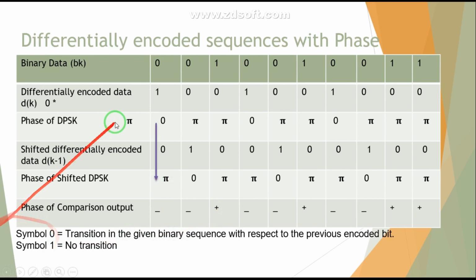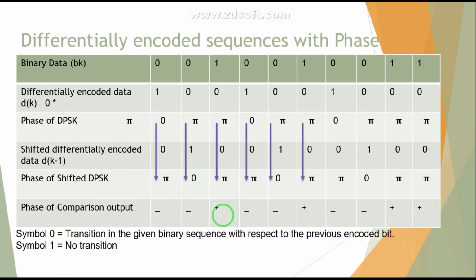Now compare the phase of the DPSK and its shifted version of DPSK. There is a transition, and this transition is represented by a minus sign. Similarly, pi to 0, there is a transition, so it is represented by a minus sign. Pi to pi, no transition, so it is represented by plus. 0 to pi, minus, since transition. Pi to 0, again a transition, indicated by a minus sign. Pi to pi, no transition, so indicated by a plus sign.